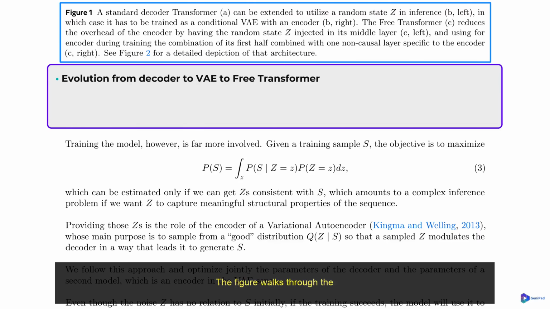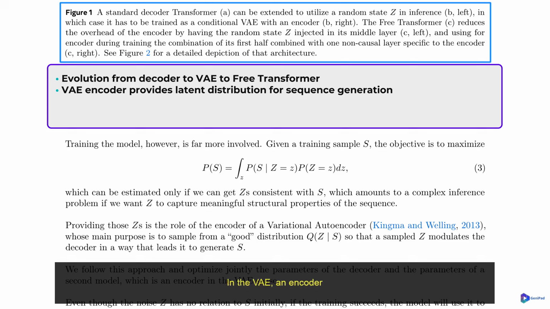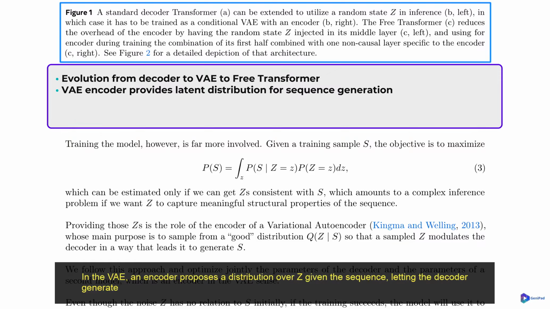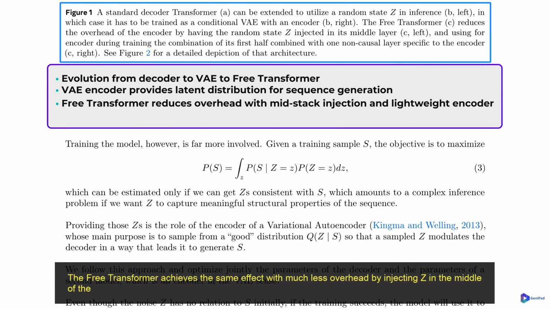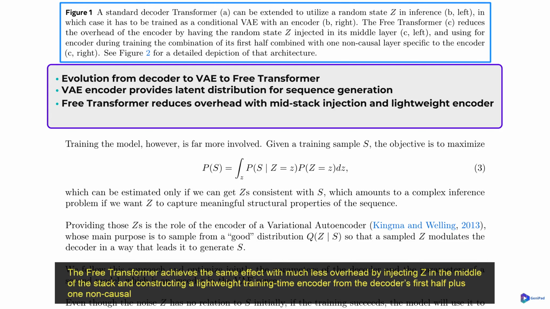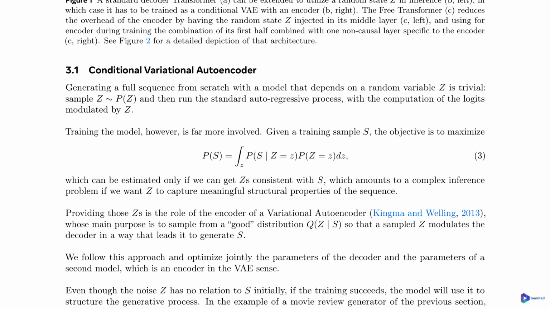The figure walks through the evolution from a standard decoder to a conditional VAE, then to the free transformer. In the VAE, an encoder proposes a distribution over Z given the sequence, letting the decoder generate the same sequence when conditioned on samples of Z. The free transformer achieves the same effect with much less overhead by injecting Z in the middle of the stack and constructing a lightweight training-time encoder from the decoder's first half plus one non-causal layer. The payoff is a controllable latent state with minimal training-time cost and no extra cost at inference.